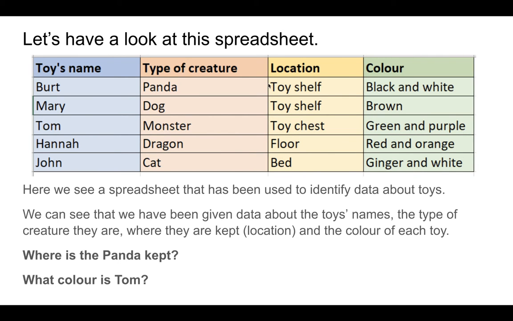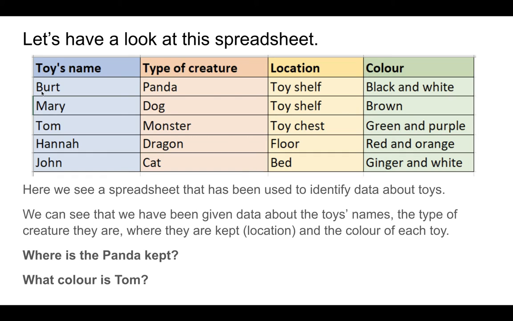So we have a look at another spreadsheet. This one's a little bit more complicated because we've got some extra columns there. Now, we can remember each row is a record. So what the person in this spreadsheet has done is they kept a record of each toy, their name, the type of creature they are, their location, so where they are found, and the colour of them. So it's a good way for them to organise their toys.